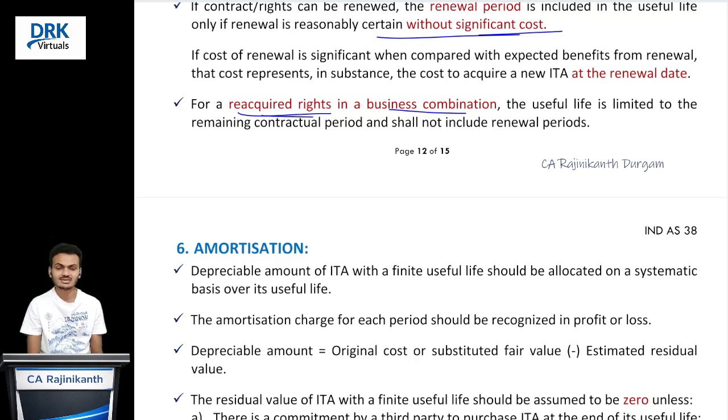So, what is the standard saying? The useful life of that reacquired right is the remaining contract period. In our example, 4 years, correct? So in this useful life, we should not include the period of the renewal option. That is what the standard is saying. Now, you are clear with this, correct?